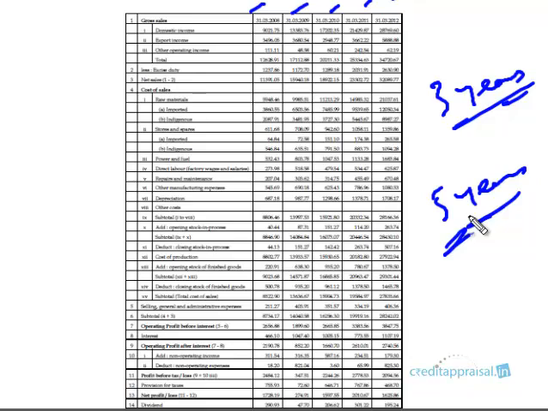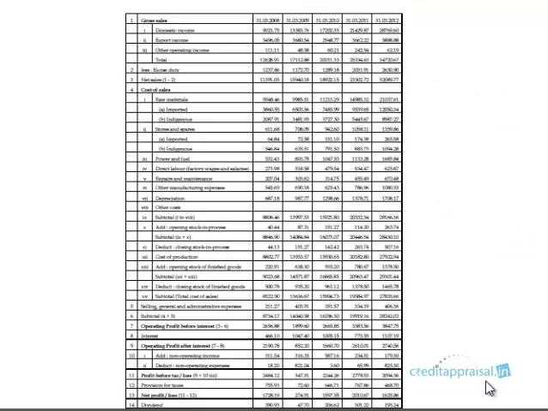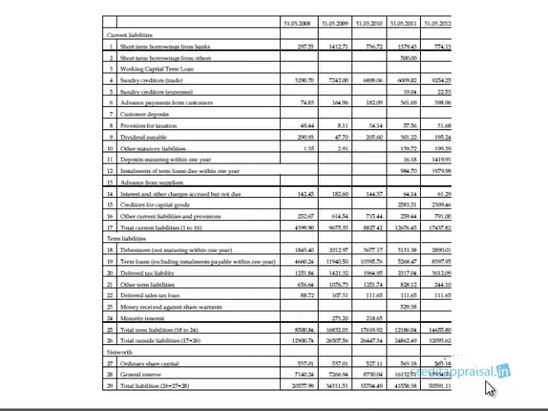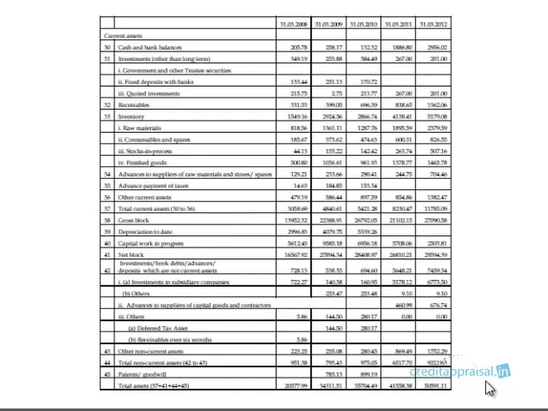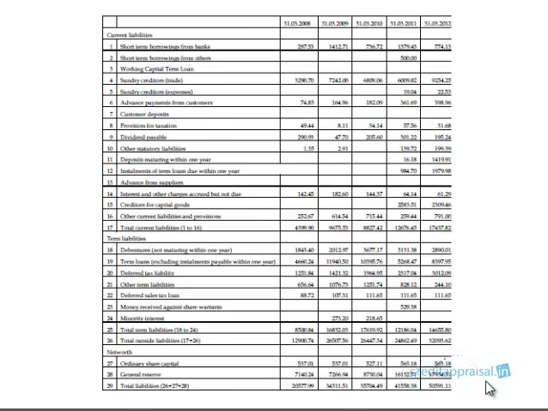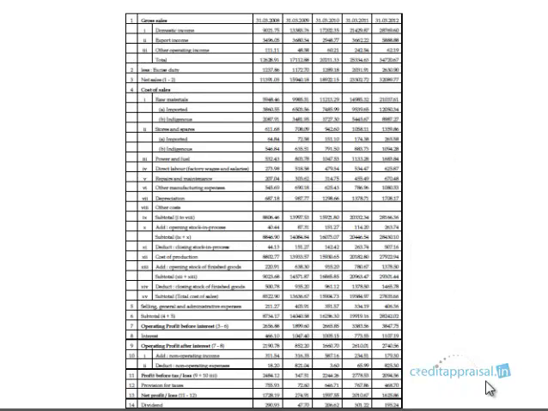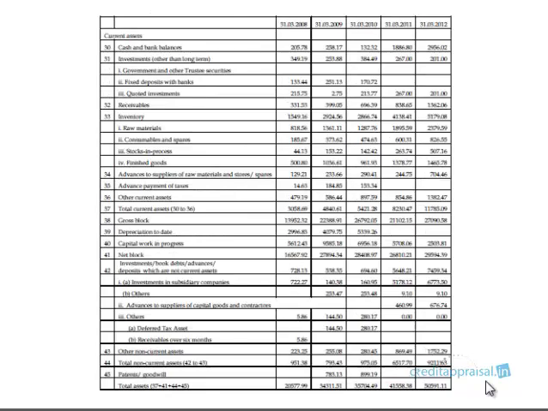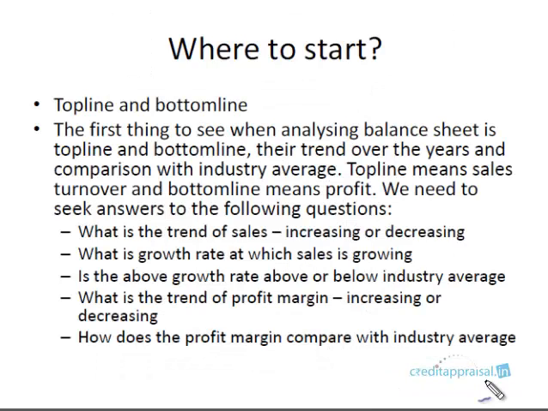But anyway, we'll take here 5 years of data and try to see what is the financial position of this particular company. Take a moment or two to go through these 3 statements: the P&L account, the liabilities and the assets. Take a couple of minutes to go through these figures and try to spot anything of interest from a financial point of view. So hope you have gone through this financial.